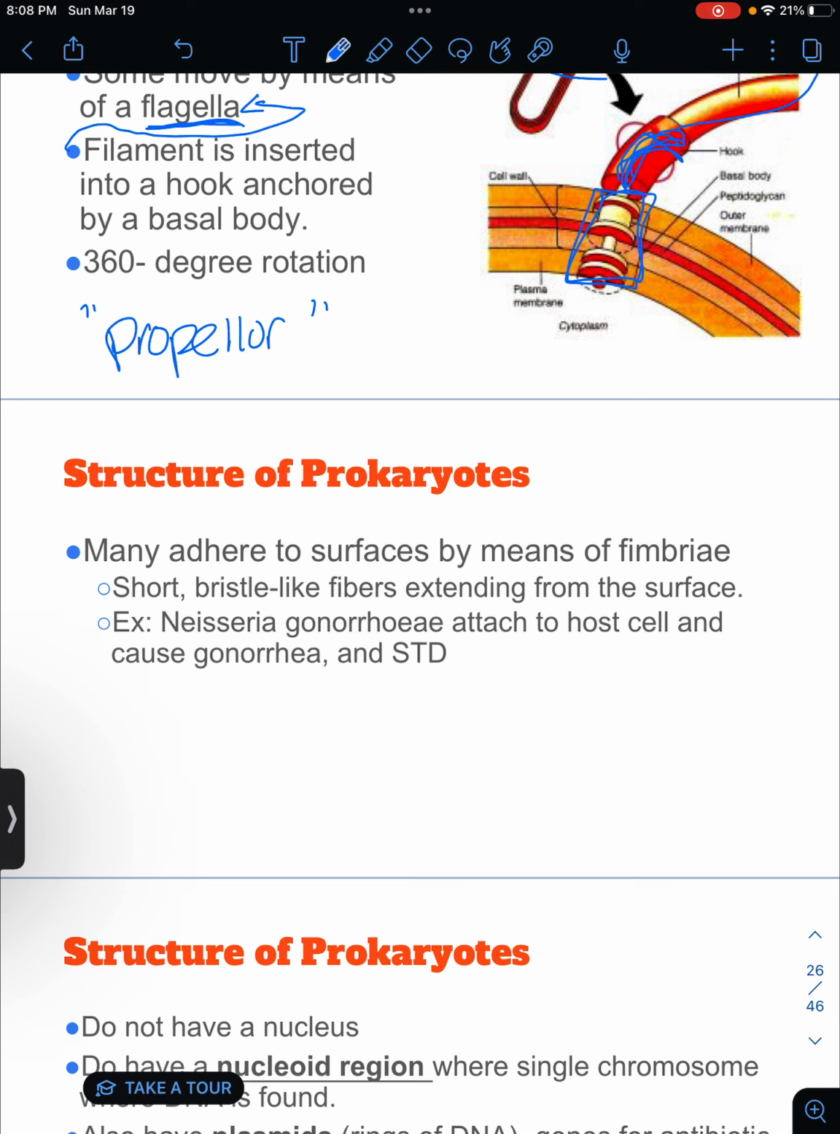So many adhere to surfaces by means of fimbriae. These are little bitty hair-like fibers extending from the surface. This gonorrhea attached to the host cell and cause, oh yeah, okay, there we go. That's what I knew. Those two things are caused by this bacteria. I'm not even going to try to pronounce it. And its bacterial cell has these tiny little fimbriae, kind of hair, little attachment things that come out here and help attach to the host cell.